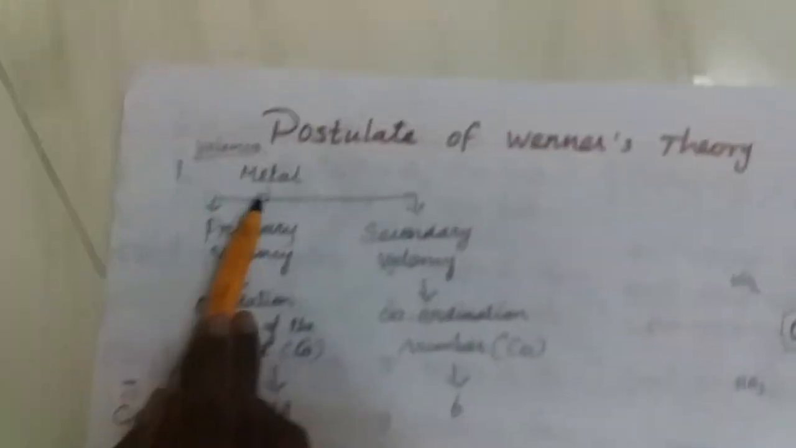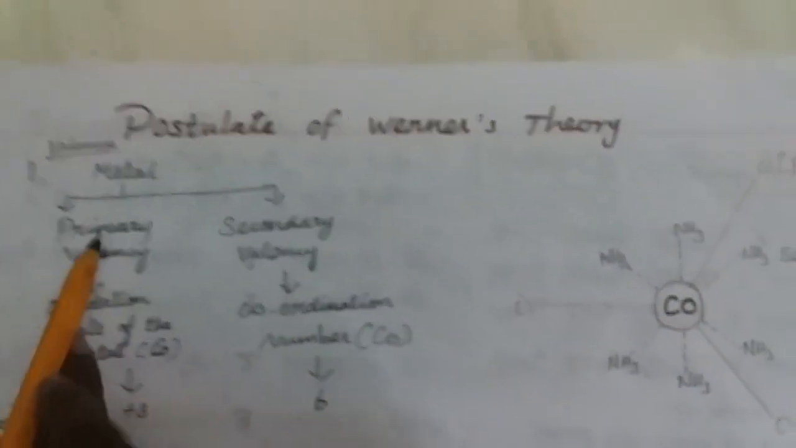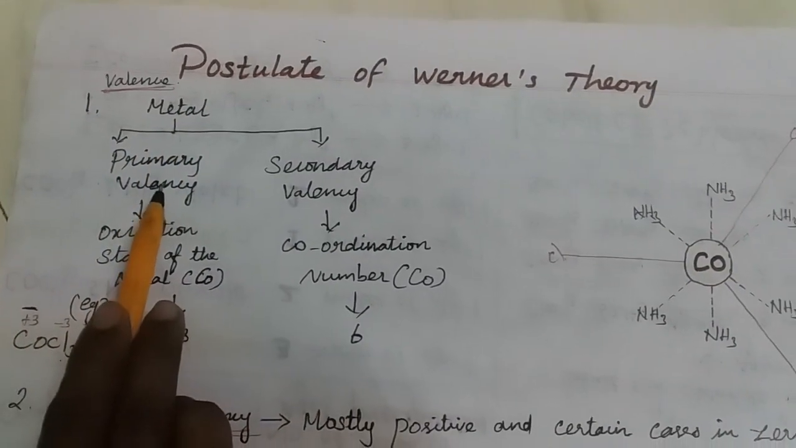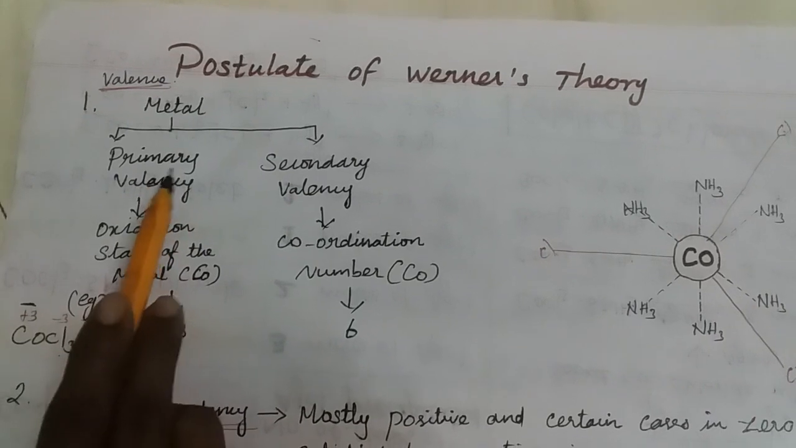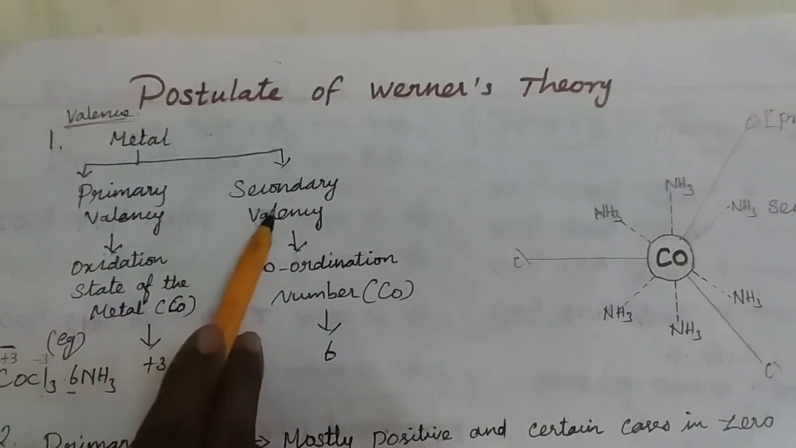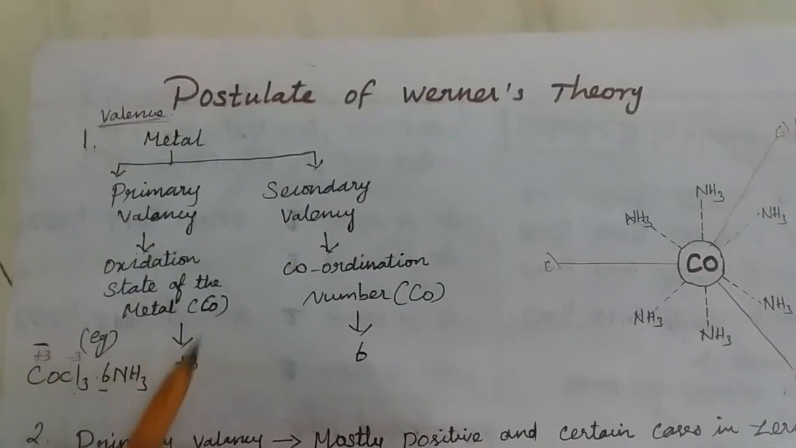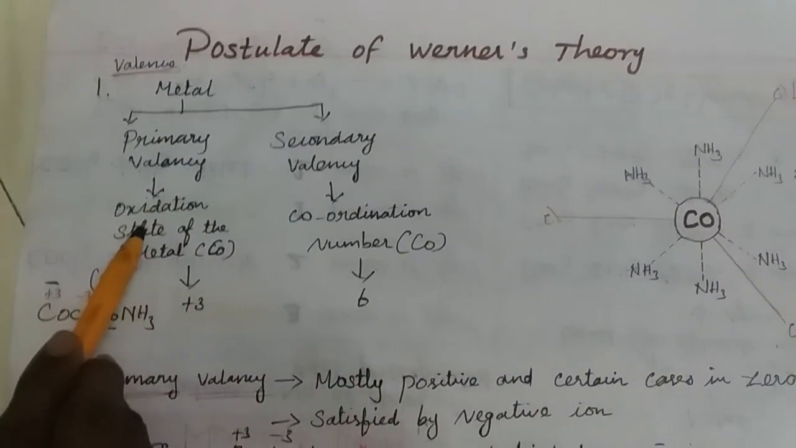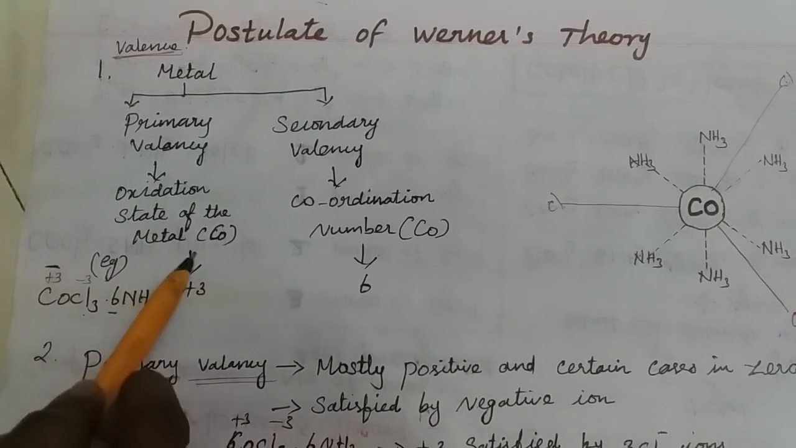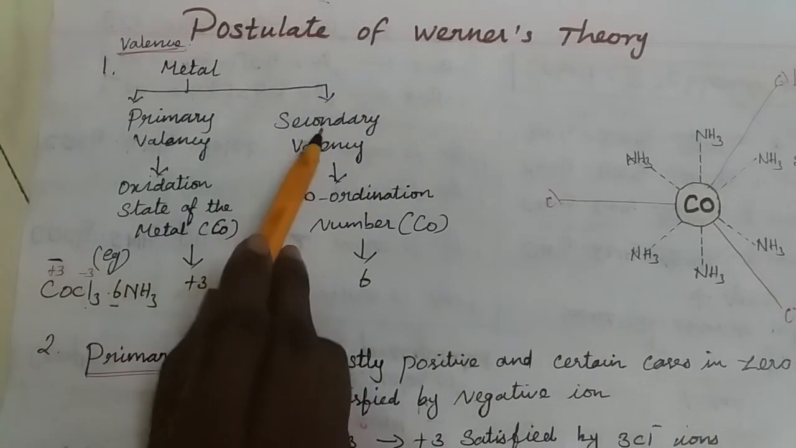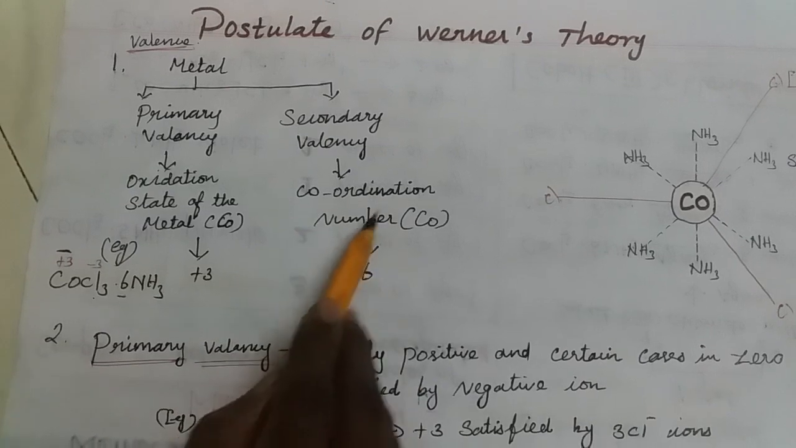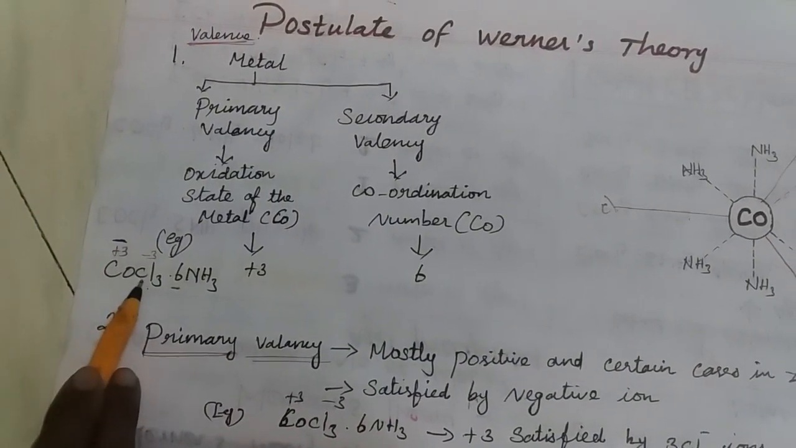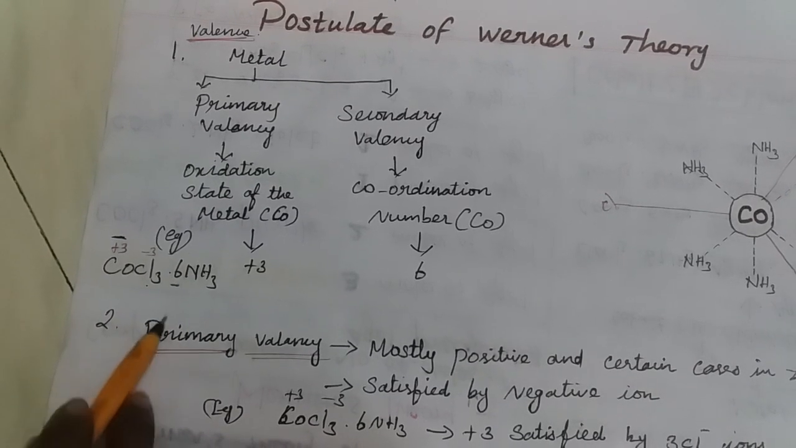The first postulate, valency. The metal has 2 types of valency: the first one primary valency, the other one secondary valency. The primary valency indicates the oxidation state of the metal, cobalt. The secondary valency refers to the coordination number of cobalt. For example, CoCl3·6NH3.